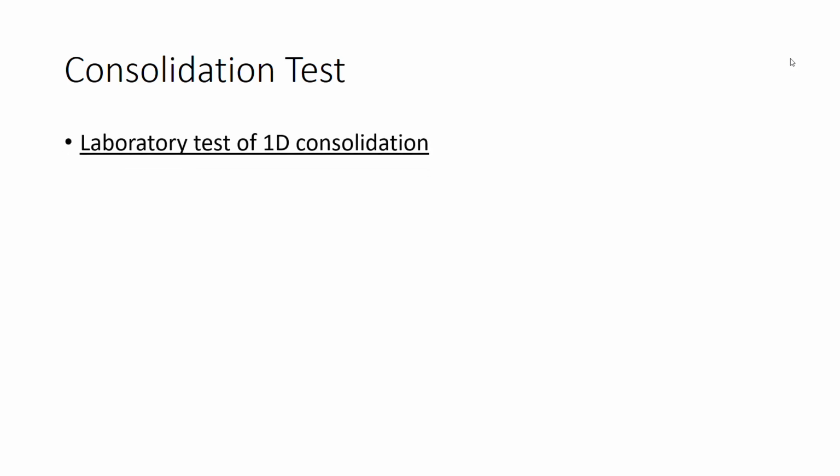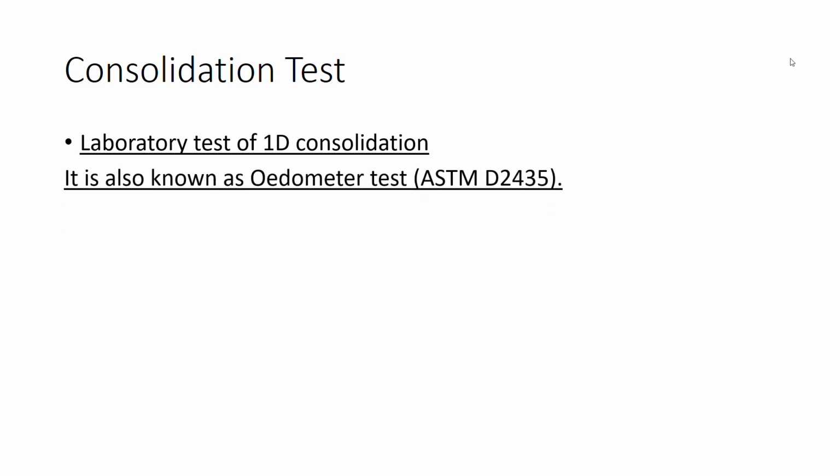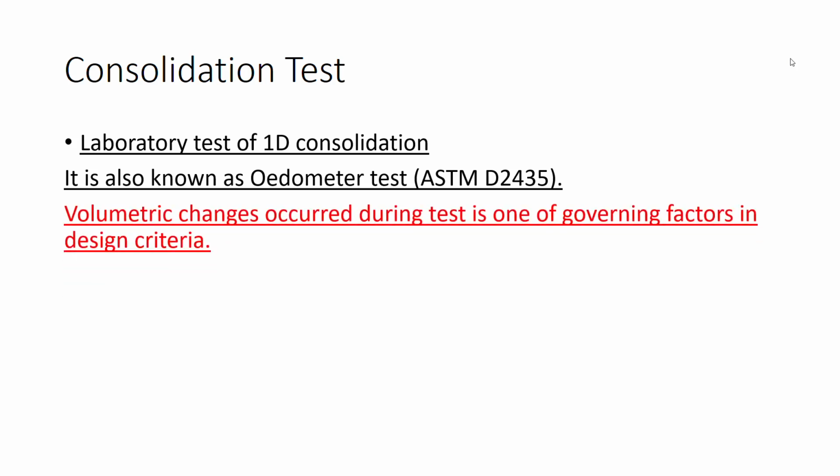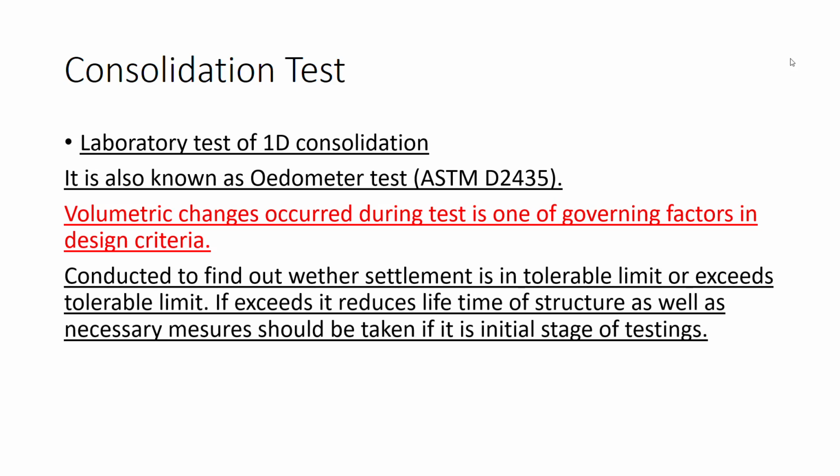So here we are discussing 1D consolidation. Why is it called 1D consolidation? Because there is consolidation in only one direction, which is the y-axis. This test involves volumetric changes, which is basically the governing factor in the design criteria. So if the compressibility or the settlement exceeds the limit, then the lifetime of your structure will start reducing.